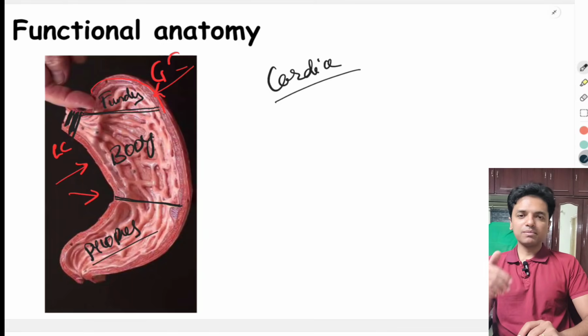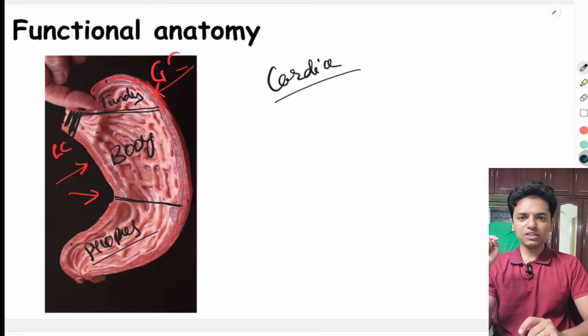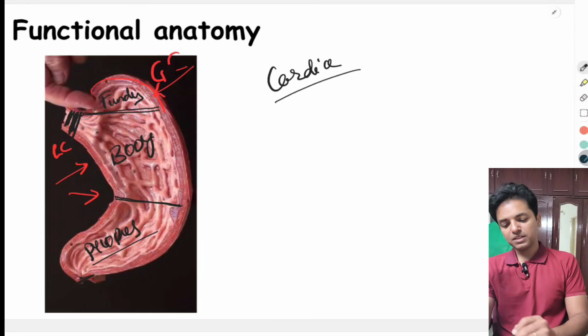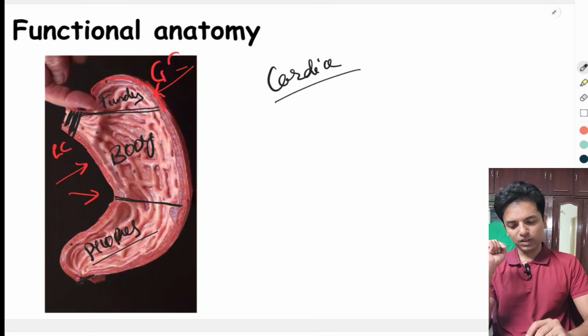Also remember that the stomach is guarded by two sphincters. One is at the junction of the esophagus with the cardiac part of the stomach, which is called the lower esophageal sphincter, and there is one more sphincter at the junction of the stomach and the duodenum, which is called the pyloric sphincter.